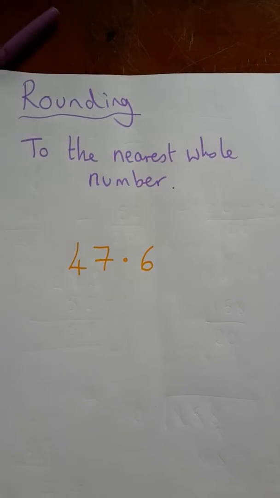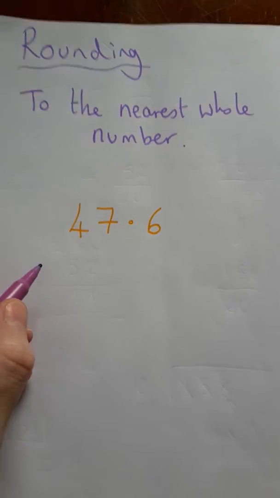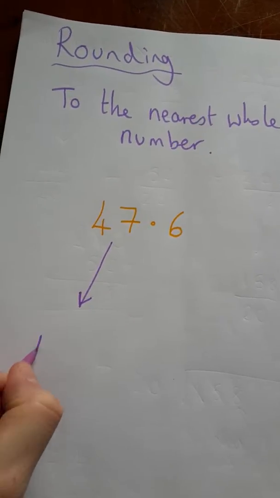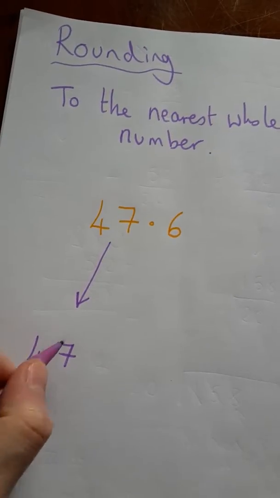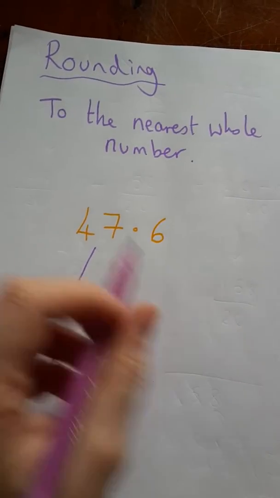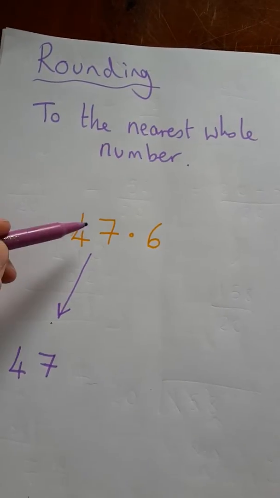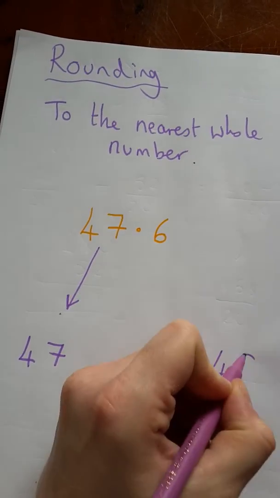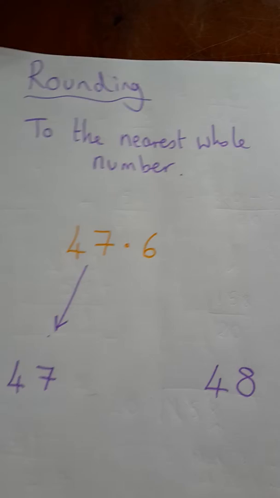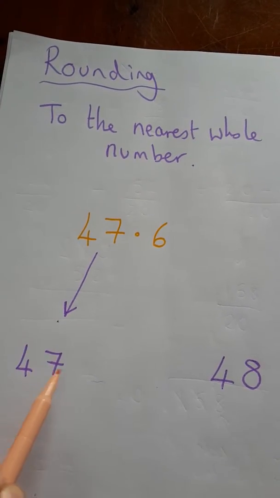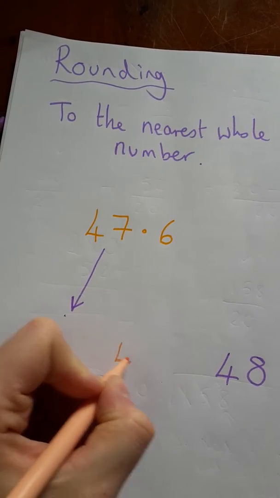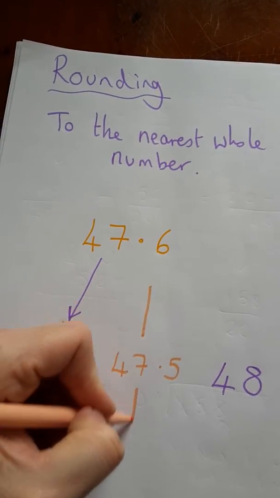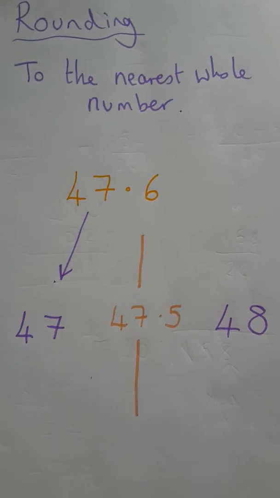I'm going to explain the logic behind this and then I'm going to show you a shorter method. So for instance, our starter number is 47 and our next number along, if we're counting up in whole numbers, counting up in ones essentially, would be 48. Now halfway between those would be 47.5 and that's called a midpoint. That's the number that's halfway between both of them.